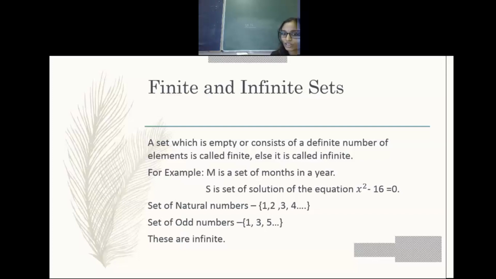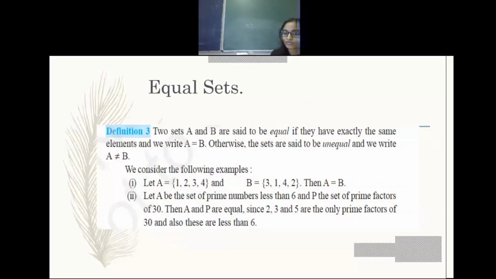If we look at the last two examples, it says set of natural numbers. There are infinitely many natural numbers, hence this set is infinite. Set of odd numbers 1, 3, 5 and so on. There are infinitely many odd numbers and hence this set is also infinite.